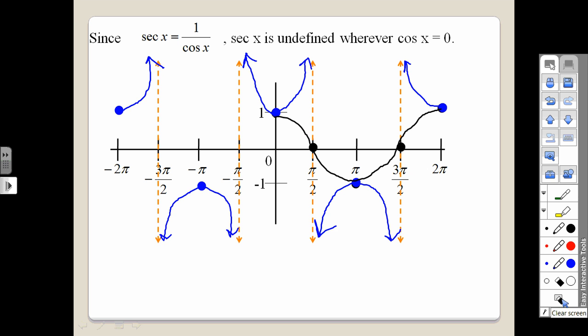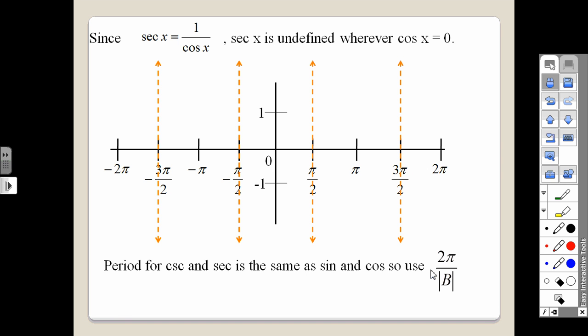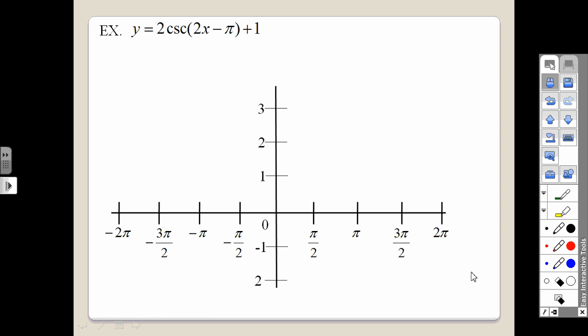Okay, so now let's do one example where I'm just going to throw everything at you. Oh, wait, before we do that, we have to talk about the period. The period for secant and cosecant is going to be the same as the period for sine and cosine, since they really are just the reciprocals of those functions. So you would do the 2 pi over the absolute value of b just like before. Okay, now let's do our example. So if you look, isn't this nice? We have an amplitude, we have a period change, we have a phase shift in the horizontal direction and in the vertical direction. Doesn't that look like fun?